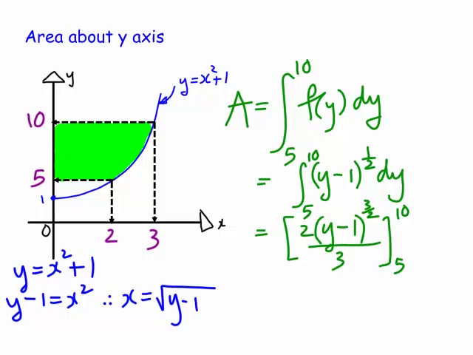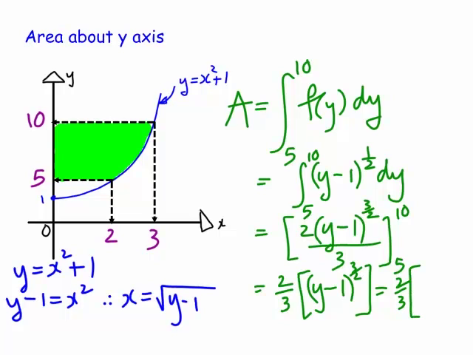Now we're going to substitute the 10 and the 5 in, but first let's take out the 2/3. That leaves y minus 1 to the 3 on 2, and the area equals 2/3 of the value when we put in 5 and 10 for y. I forgot those bounds there, but we put the top one in first. 10 minus 1 is 9, so it's 9 to the 3 on 2, minus, putting the bottom one in, 5 minus 1 makes it 4 to the 3 on 2.